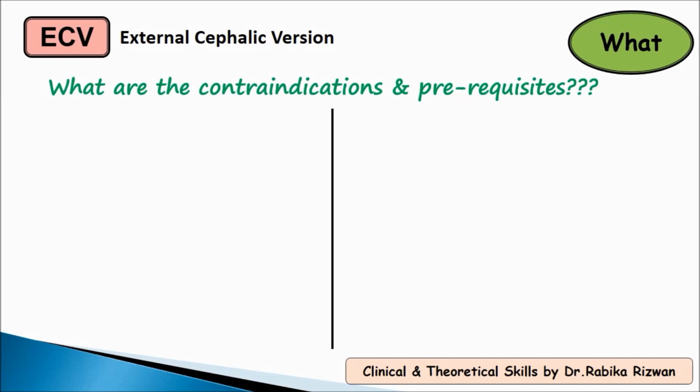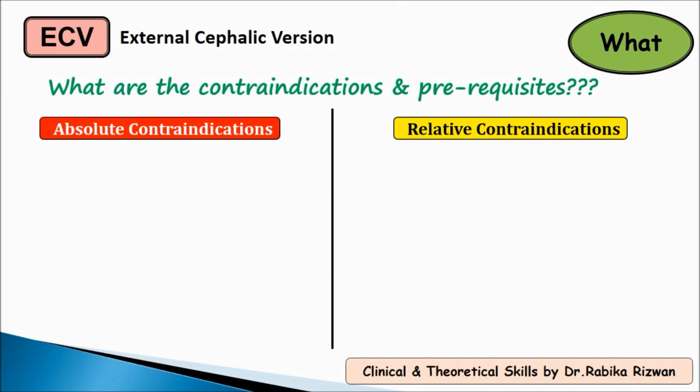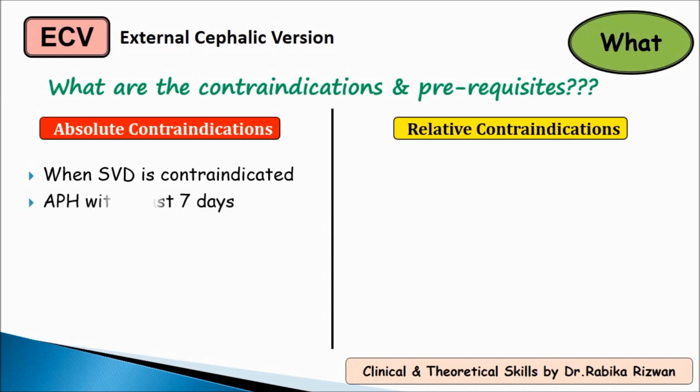The first W for ECV is what, which means to think about what are the contraindications and prerequisites to perform ECV. Talking about contraindications, we have absolute contraindications and relative contraindications. Absolute contraindications mean that you can never perform ECV if you encounter a patient with these conditions. Point number 1, when SVD is contraindicated, that is every patient with previous 2 or 3 cesarean sections, or primary breech, or placenta previa type 4, in which you cannot plan normal vaginal delivery. Likewise, you will not consider external cephalic version.